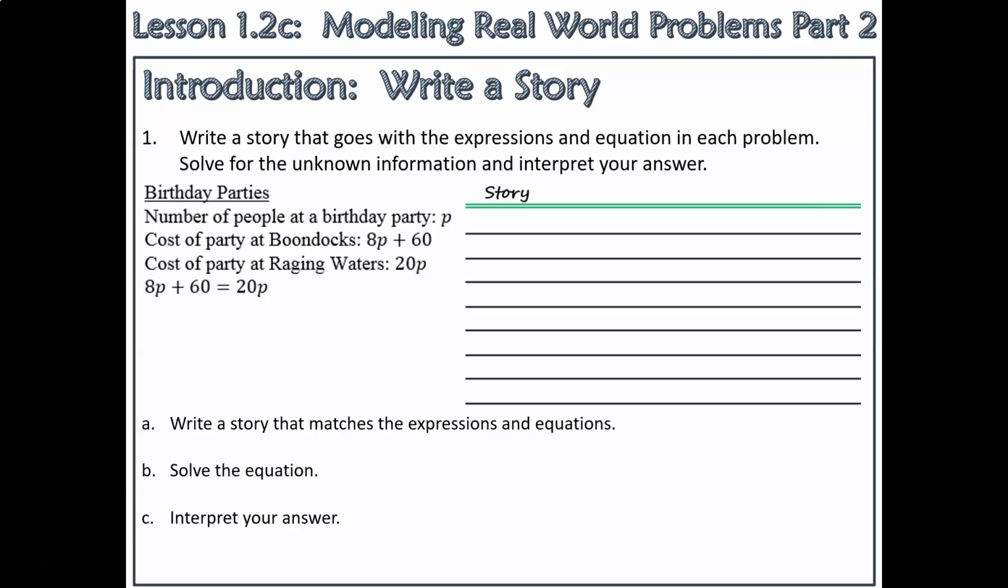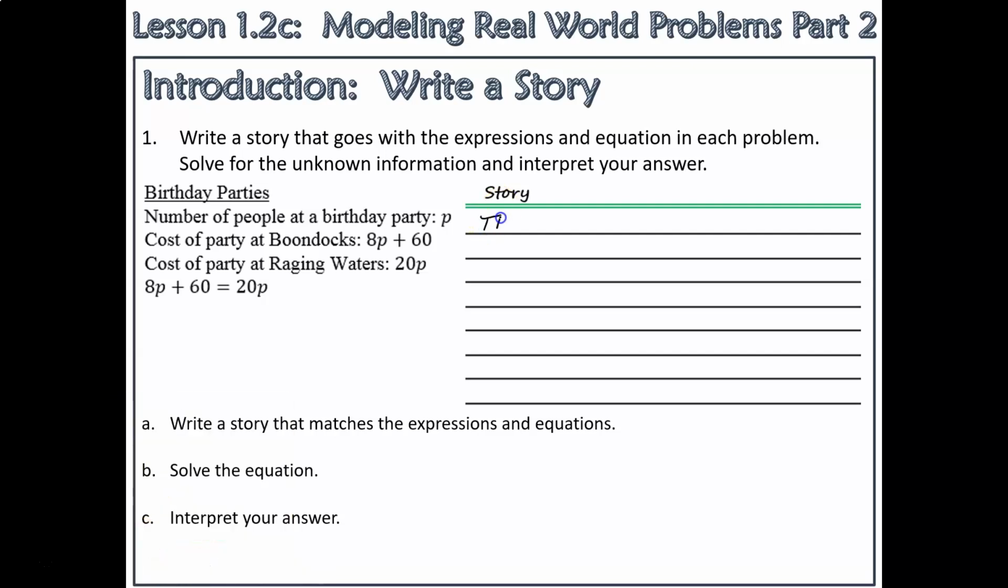So here we have a story that talks about birthday parties. The number of people at the party is P. The cost of the party at Boondocks is 8P plus 60. The cost of a party at Raging Waters is 20P. And then you have the equation 8P plus 60 equals 20P. So I'm going to give you a story. Yours can be similar.